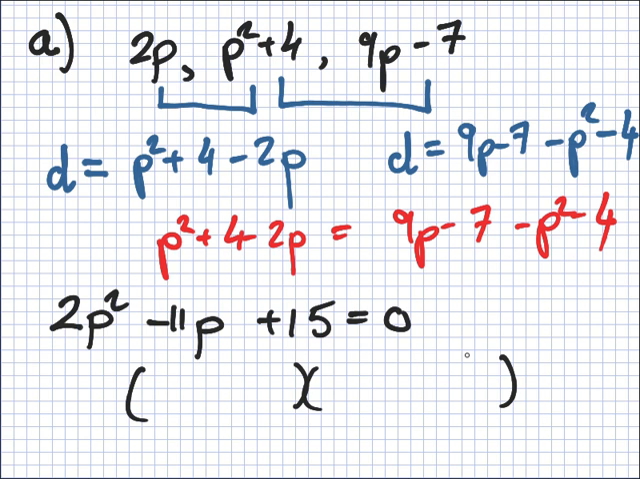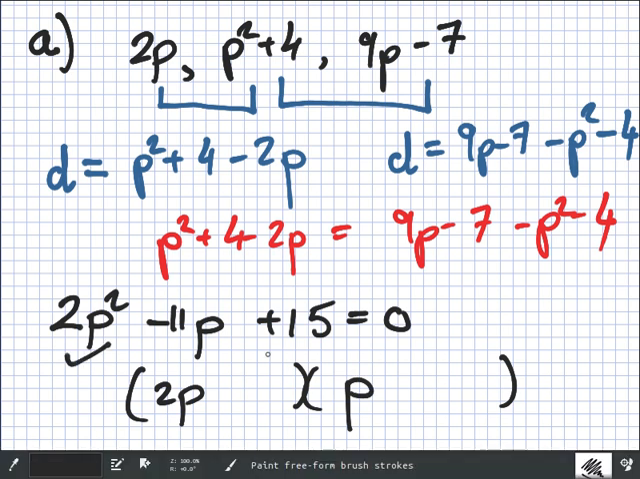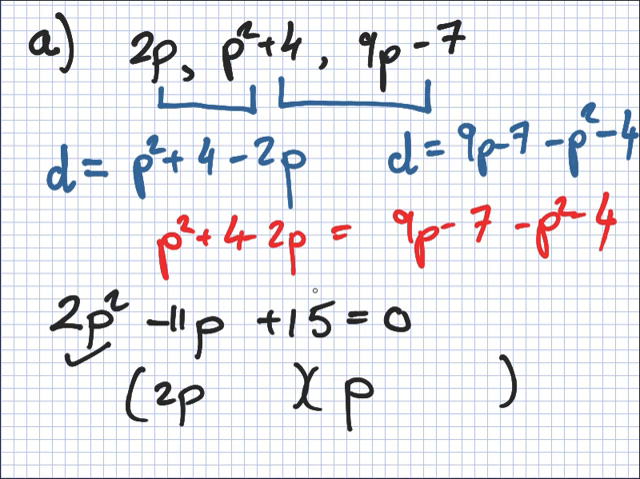We have 2p on one side, and then p and p on the other, because we have to get 2p squared in the front. Now, how can we get 15 on the back? Well, they add up to this and multiply up to this. So 3 and 5, or 5 and 10, or 1 and 15.